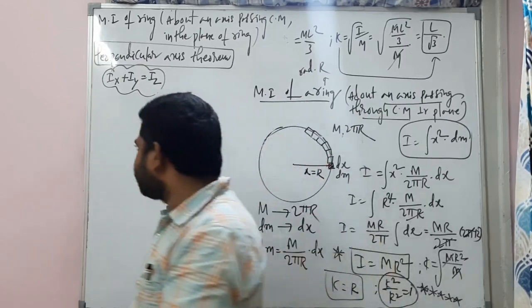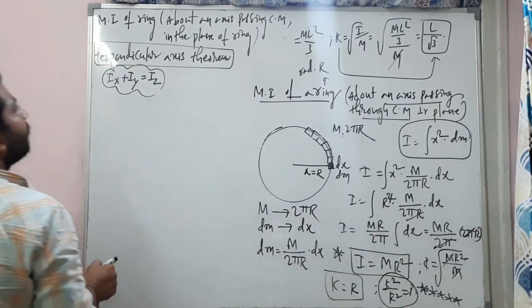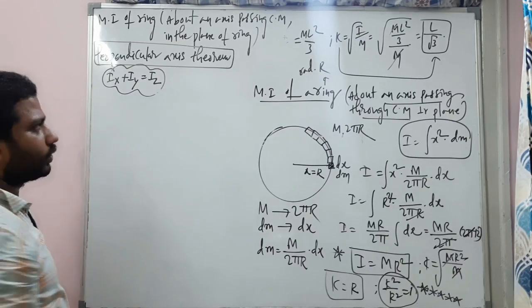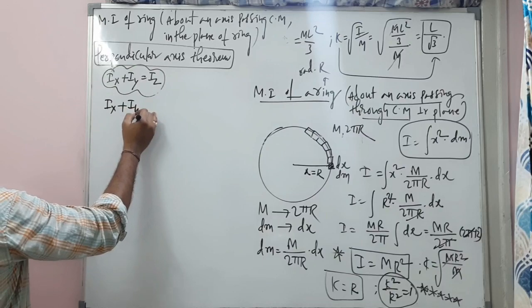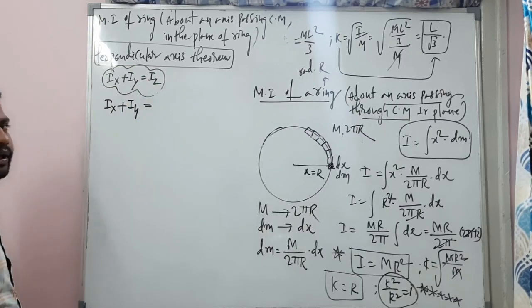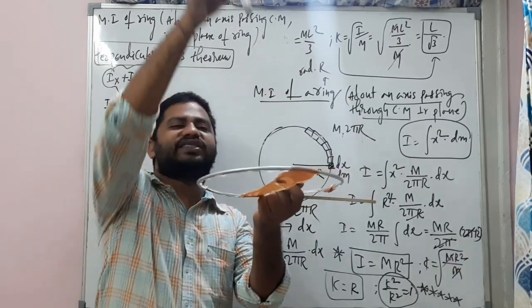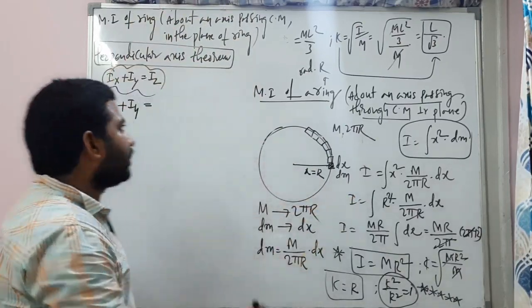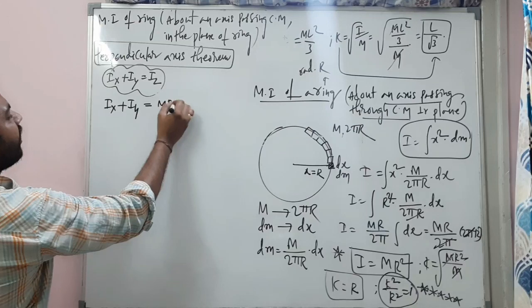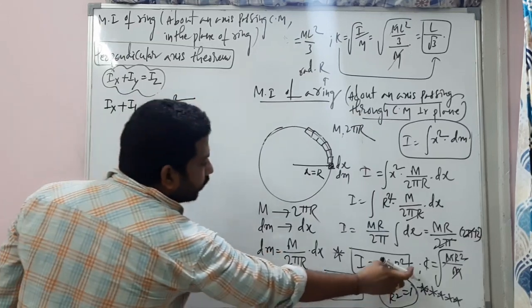Now observe the situation. According to the perpendicular axis theorem, my dear students, Ix plus Iy is equal to Iz, the moment of inertia about the z-axis of the ring. So that is called perpendicular to the plane of the ring. That is MR square, which we already found out. Look here.